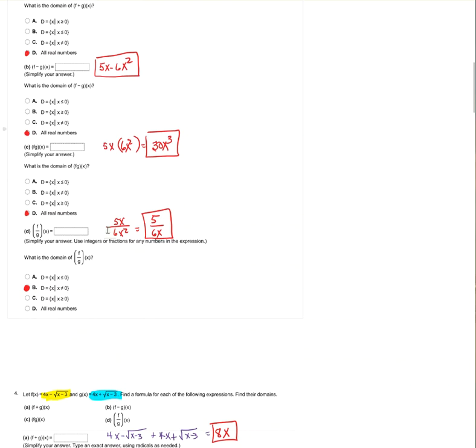Now this one, we have f divided by g, and it's 5 over 6x when you simplify. And the only number in the world that would be a problem, because this denominator can't be 0, is if x were 0. So here's our domain. All x such that x is not equal to 0.